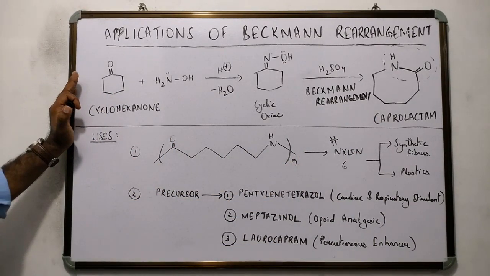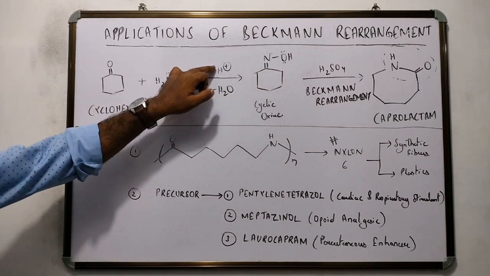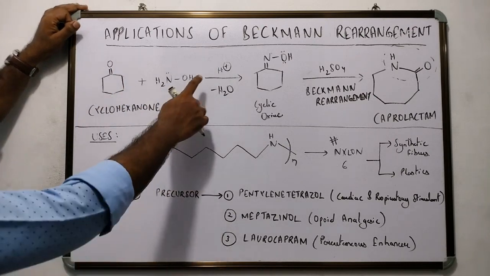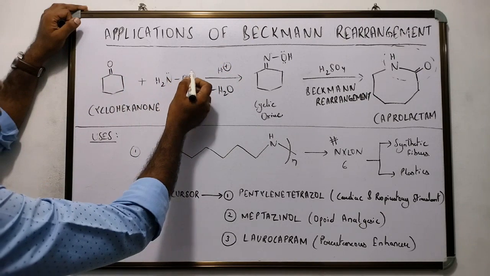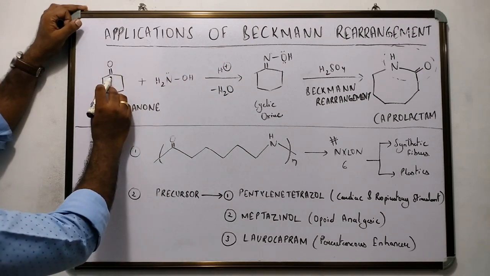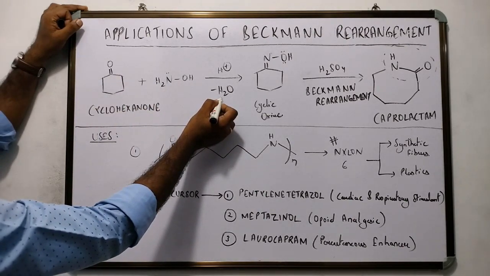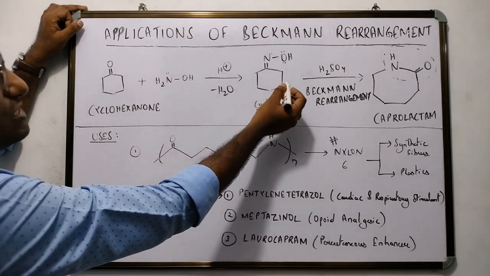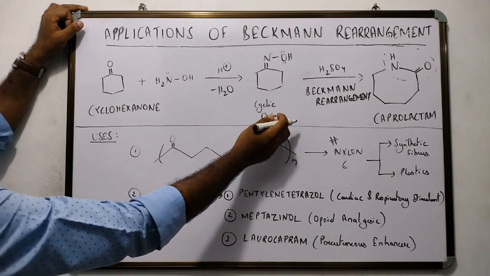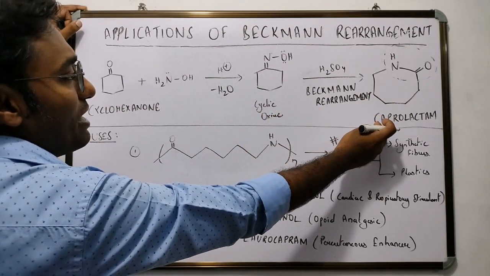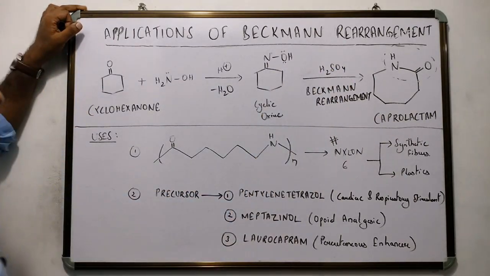So the cyclohexanone is now treated with hydroxylamine in the presence of acid as catalyst. What happens here is acid catalyzed nucleophilic addition of hydroxylamine to this carbonyl carbon with the elimination of a simple molecule of water, and that results in the formation of a cyclic oxime. This cyclic oxime is now converted into a 7-membered cyclic amide by just treating it with a strong mineral acid.